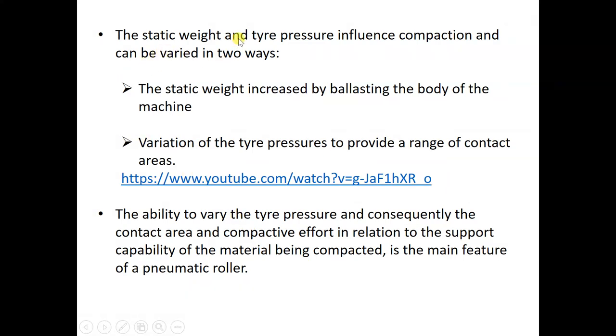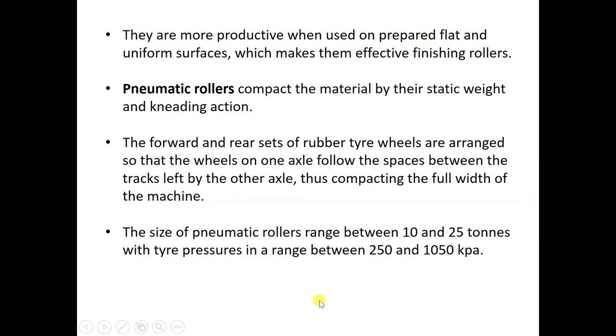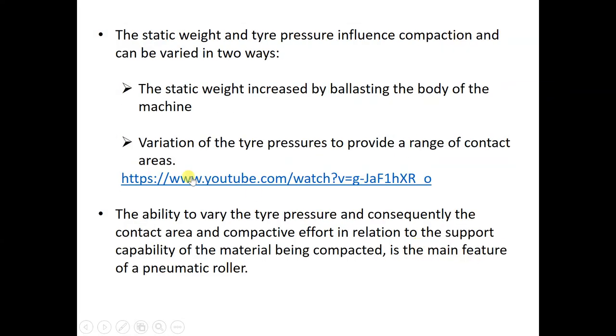So the static weight and tire pressure influence the compaction in two ways. These pneumatic tires can change weight, and the tire pressure can change as well, from 250 to 1050 kilopascal. The static weight is increased by ballasting the body of the machine. Later on we look at that. We have a short video clip to see what ballasting of the body of the machine is, and variation of tire pressure to provide a range of contact areas.